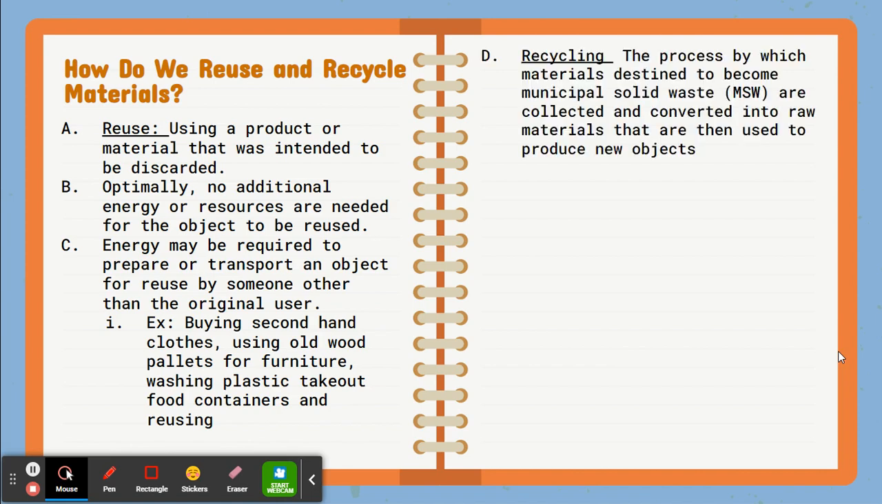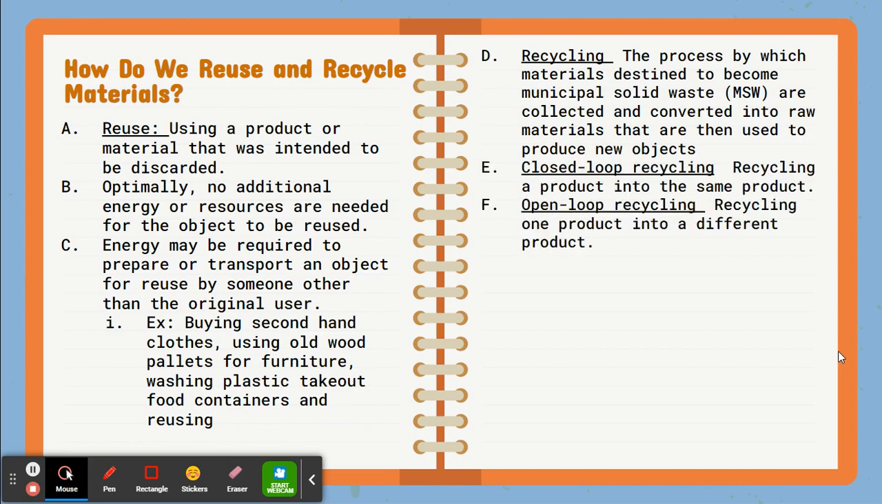Now, the last R, recycling, is the one that's going to dedicate the most energy out of the 3R phase. This is a process in which materials that are destined to become municipal solid waste are collected, and they're converted into raw materials and used to produce other objects.